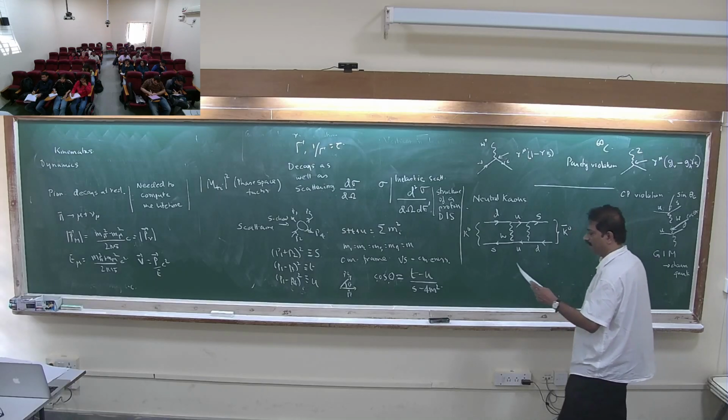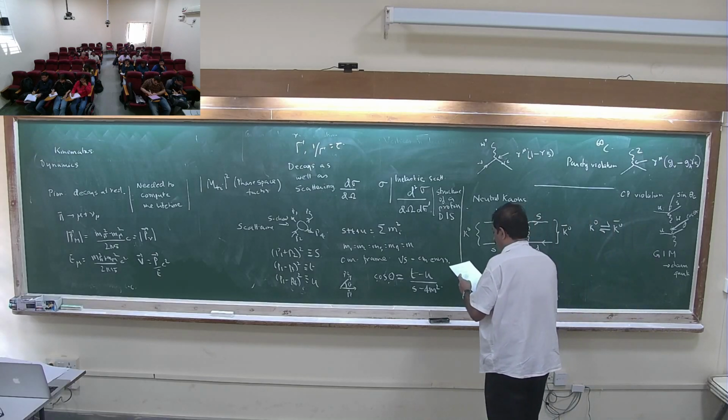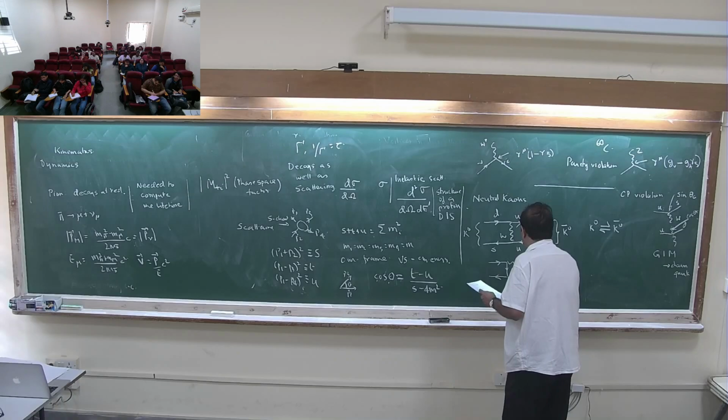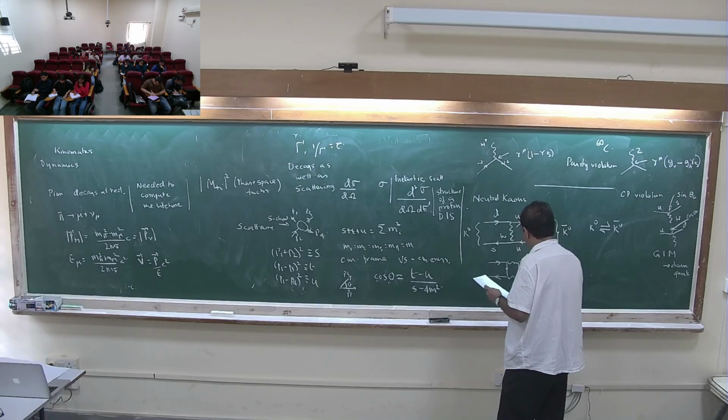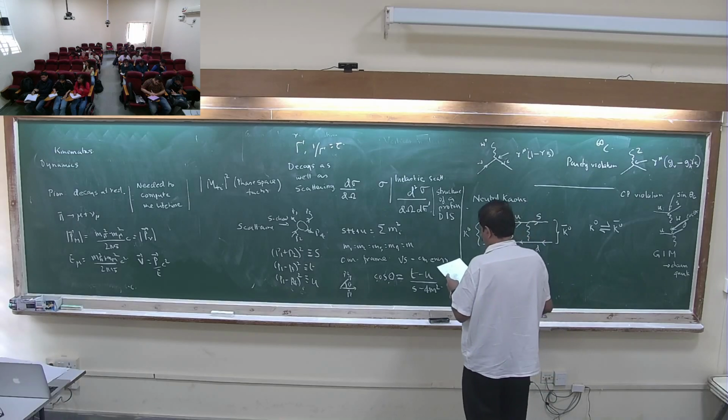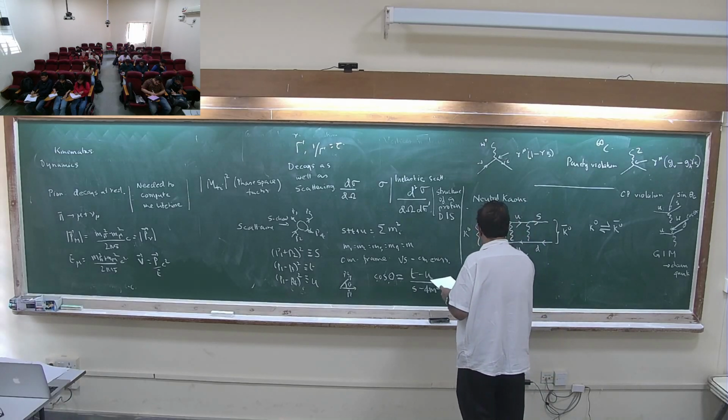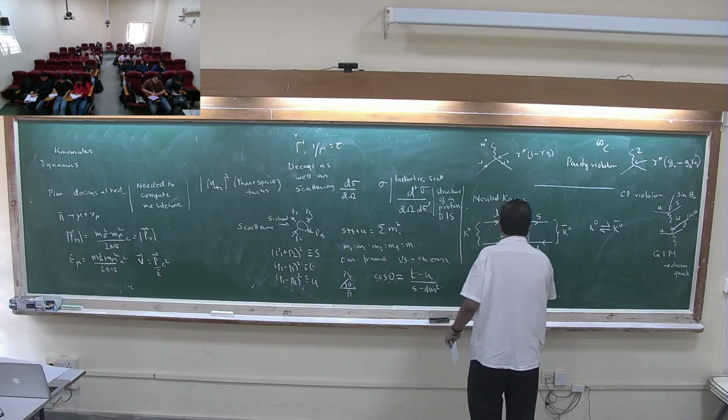But this is not the only diagram. We can also draw another diagram like this, where we flip this like this, where the W's are over here. Okay, so this is an S, and a U, and a D. So this is again K0, K0.